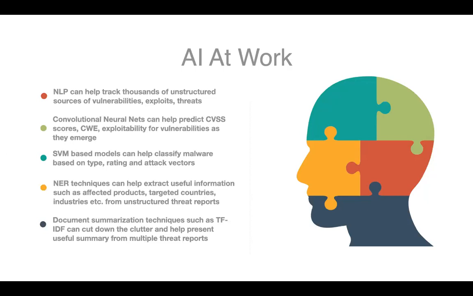Convolutional neural nets can predict CVSS scores, CWE, exploitability, as they emerge. So the way to think about this, the way that we're all familiar with, is the AI we use to do facial recognition. We all know we can point an AI model at a picture, and it can pick out a dog picture, and it can pick out a cat picture. That's essentially what we're doing here, except we're pointing our models at these blobs of data we've gotten from the NLP and saying, hey, show me exploitability picture. Show me the weakness in the software, things of this nature.